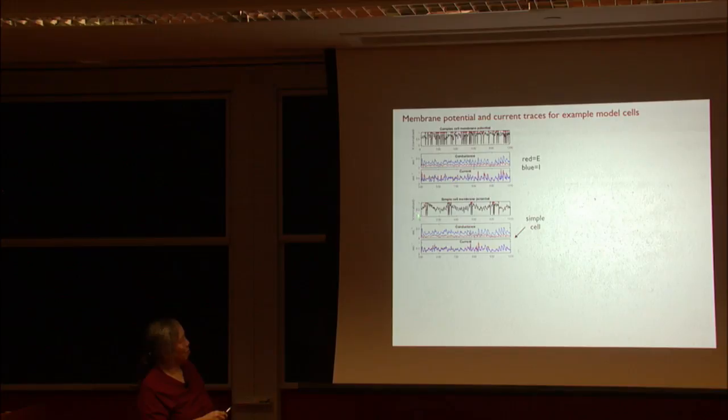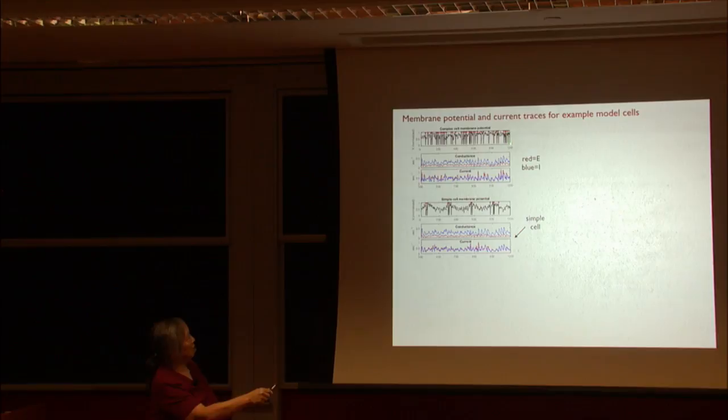So this simple cell is following the grating. This is 4 hertz. This is just picking a random neuron and reading it off. Okay, this is a simple cell. The complex cells fire when they choose. They fire a lot more, 2 to 3 times as much. I have seen these from real cells.